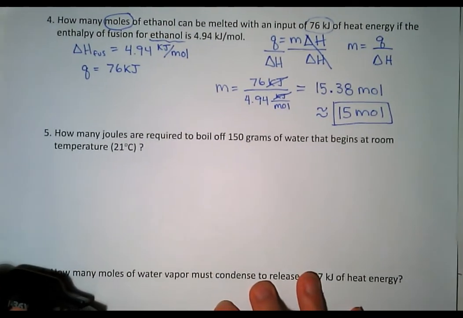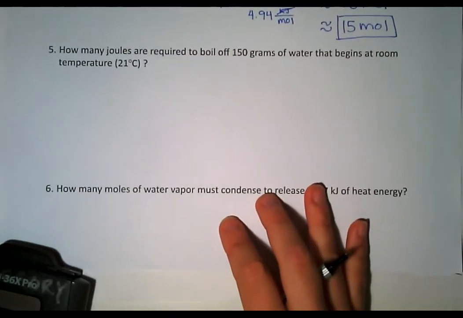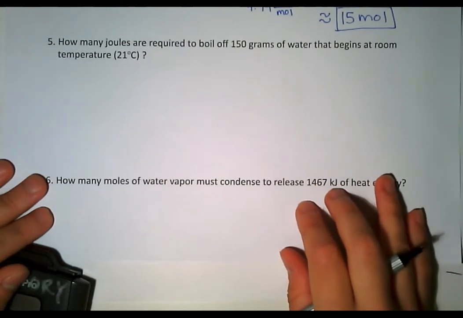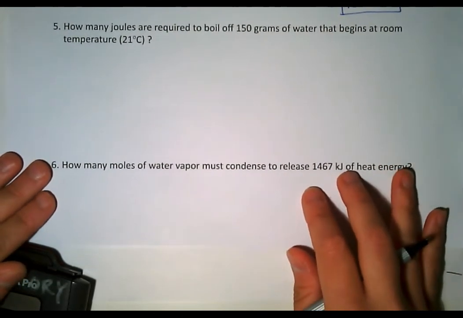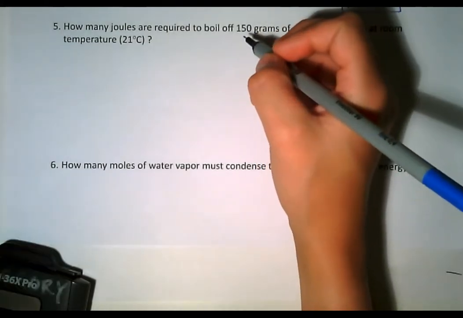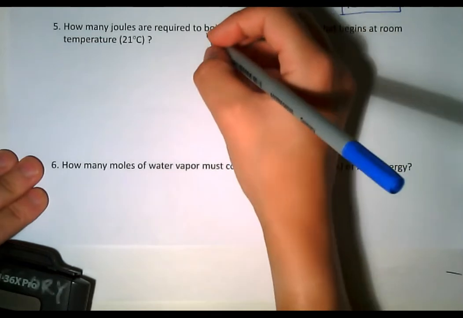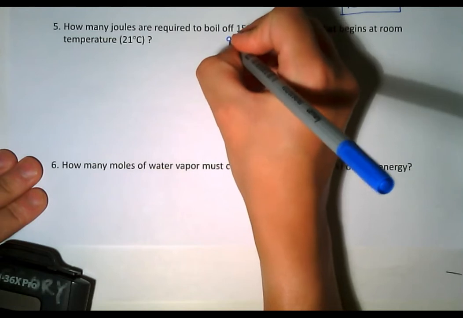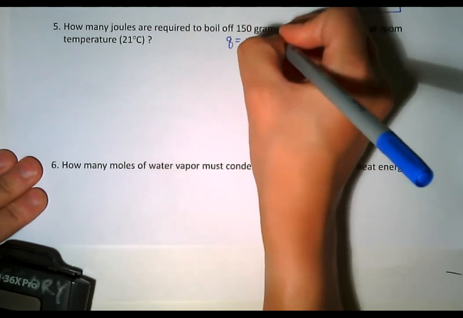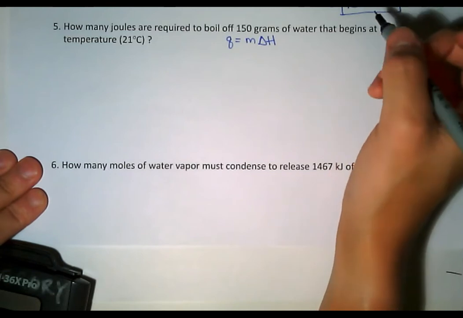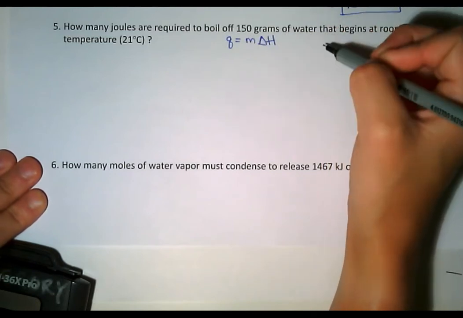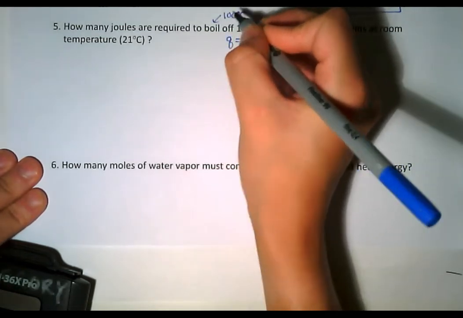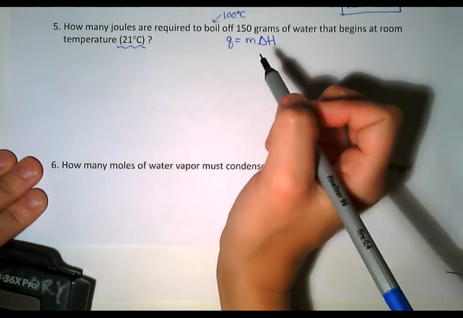The next problem says how many joules are required to boil off 150 grams of water that begins at room temperature. And it tells us that room temperature is 21 degrees Celsius. So here we're still trying to boil off water. So if we are trying to have a phase change, the amount of energy required to that phase change is going to come from our Q equals M times our delta H value. But our water is not at boiling temperature. Water, we know, boils at 100 degrees Celsius, but our water is only starting out at 21 degrees Celsius.